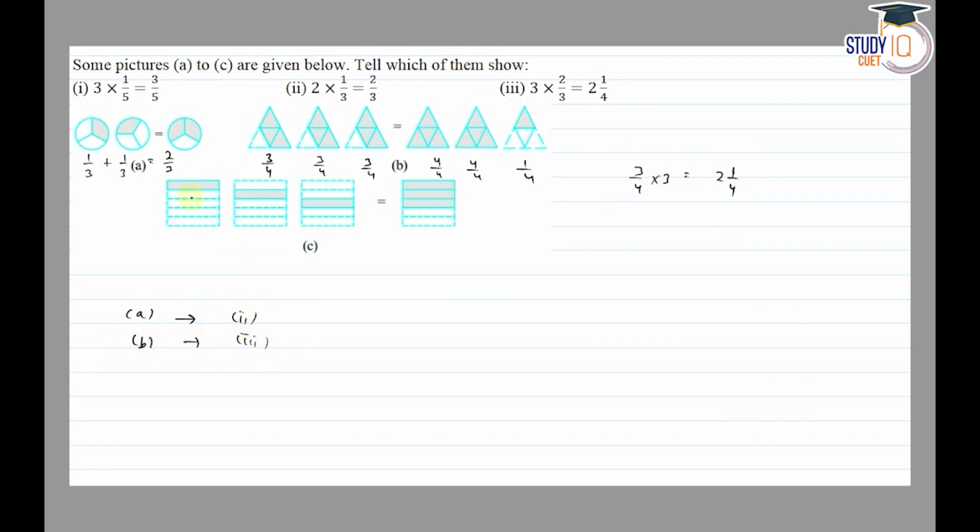And here 1, 2, 3, 4, 5. So 5 equal parts, out of them 1 is shaded, so 1 by 5, and here 3 parts are shaded out of 5, so 3 by 5. So 1 by 5 into 3 is equal to 3 by 5. So it represents the first option. So figure C represents the first. Thank you.